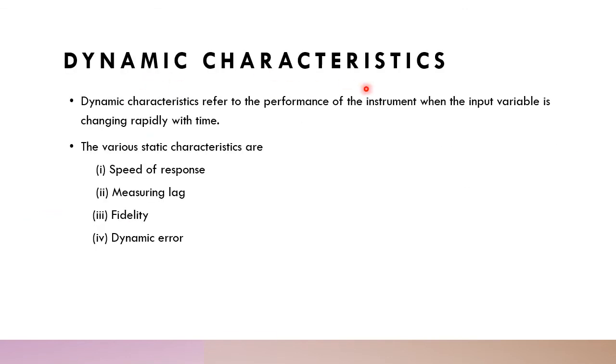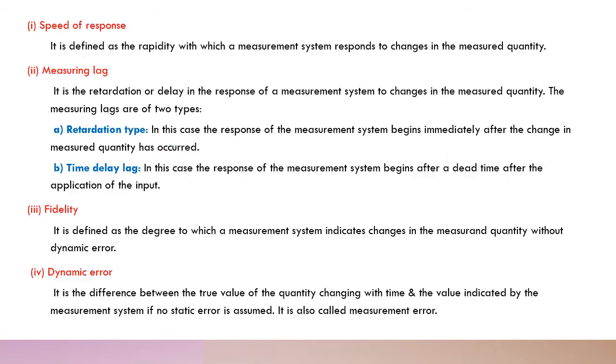The next one is the dynamic characteristics. The dynamic characteristics refer to the performance of the instrument when the input variable is changing rapidly with time. Static means the input is constant or slowly varying with time. Here the input is varying very rapidly. The dynamic characteristics are speed of response, measuring lag, fidelity, and dynamic error. These four are the dynamic characteristics.